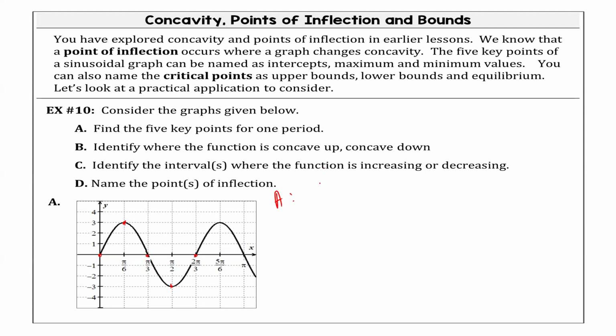Do we agree? Okay, so we're at 0, 0. We're at pi over 6, 3. We're at pi over 3, 0. We're at pi over 2, negative 3. And we're at 2 pi over 3, comma 0.